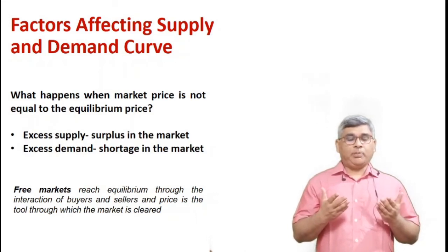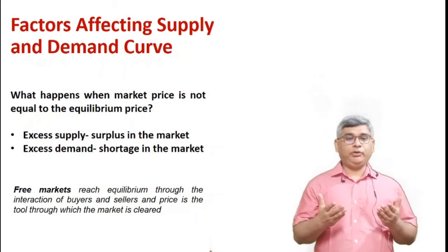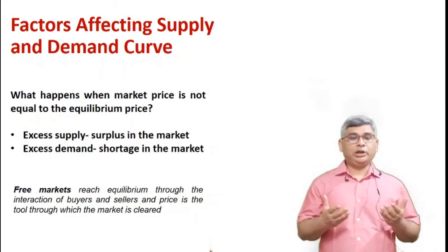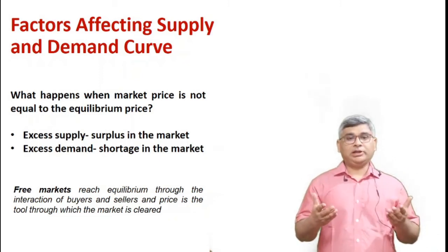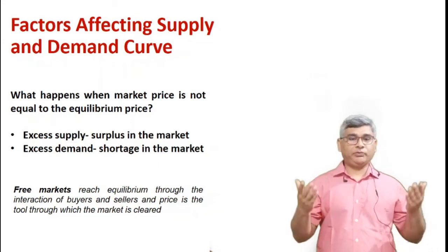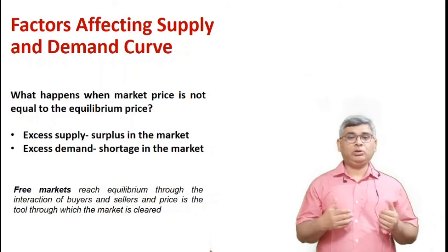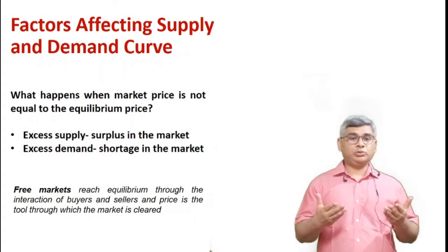If the market is not operating at the equilibrium point, we may have two conditions. One condition is what we call excess supply. It simply means that the demand is less and the supply is more, that is, a surplus is available in the market. On the other hand, we have another situation where we have excess demand but the supply is less. We call this shortages. So at a point which is not the equilibrium point, these two situations may arise.